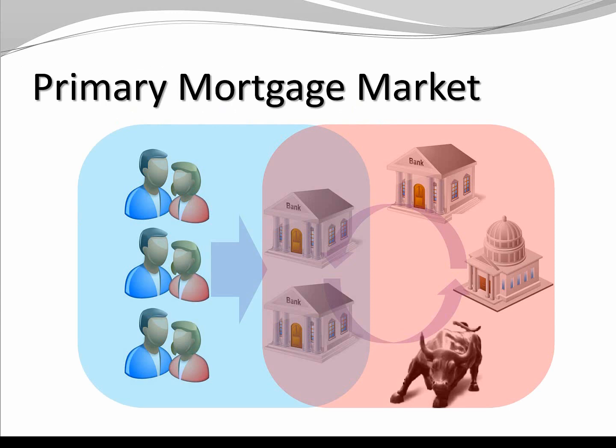So the primary mortgage market is what probably everyone is so familiar with. It's where the homeowners borrow money from the bank to finance the purchase of their home. Secondary mortgage market is the pink part in this picture. It's where the banks sell approved mortgages from homeowners to the investors in the mortgage-backed securities.